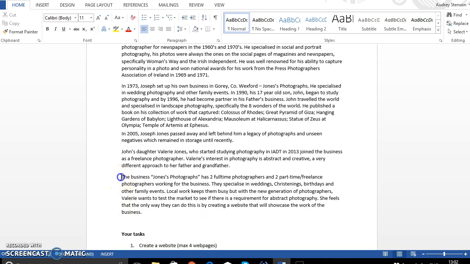So here we have it going from kind of standard local photography of family events, weddings, christenings, birthdays, and so on. And the new generation of photographers want to see, okay, is there any point in actually showcasing their creative side, their abstract side, and how can that fit in to the overall website?